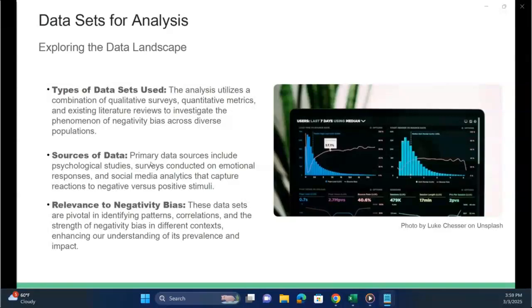Some sources of data include psychological studies and also surveys that we may or may not have done ourselves that were conducted on emotional responses, and social media analytics that capture reactions to negative versus positive stimuli. How this is relevant to our goal is that these data sets are pivotal in identifying the patterns, correlations, and the relative strength of negativity bias in different social contexts. This enhances our understanding of how common it is and what impact it has on us as humans.